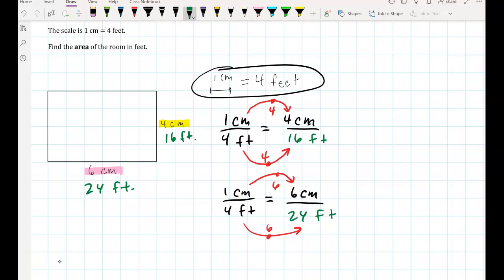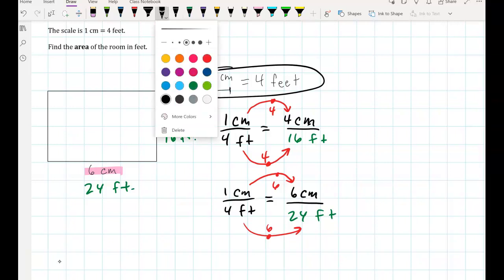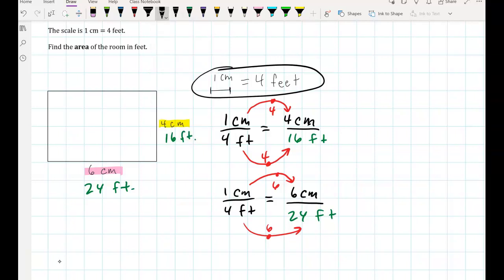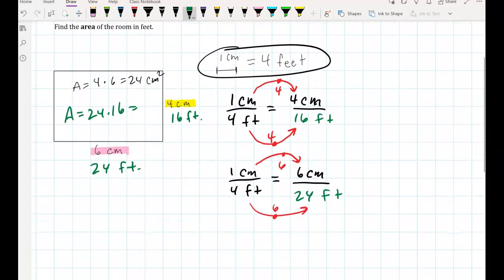to solve real-world problems. Now, we want to find the area of the room in feet. The original room was 4 centimeters by 6 centimeters, so the area of the drawing would have been 4 times 6, which would be 24 square centimeters. But the actual room would be 24 feet times 16 feet, which is 384 square feet.